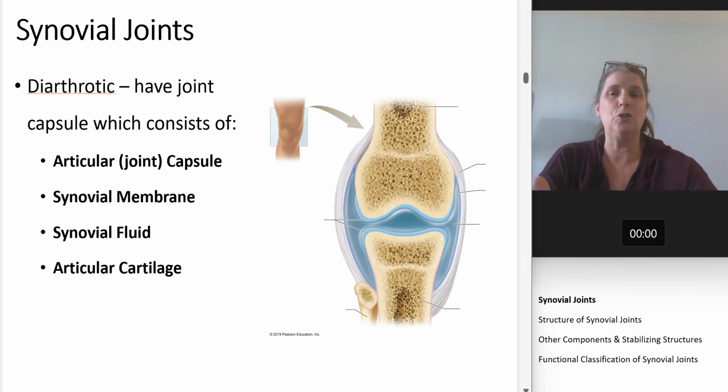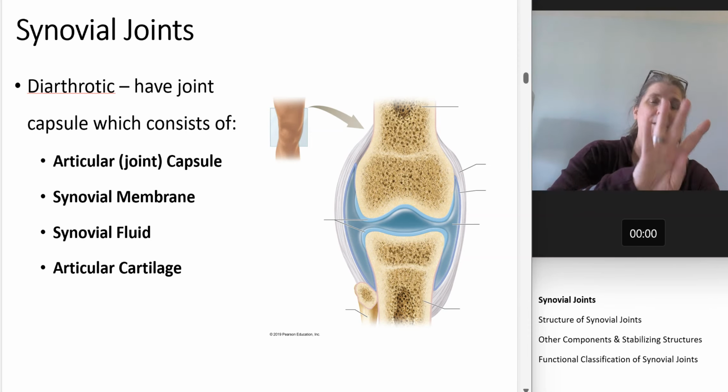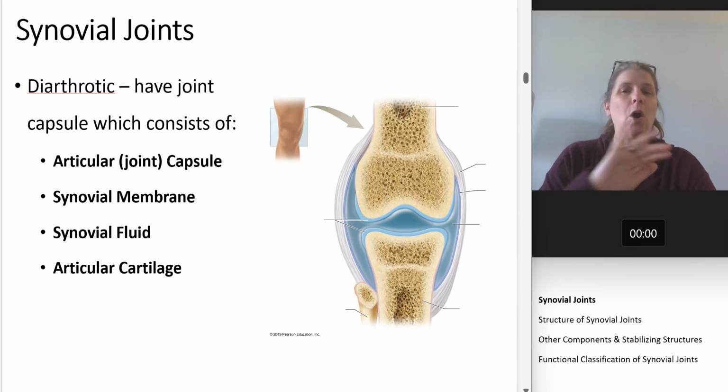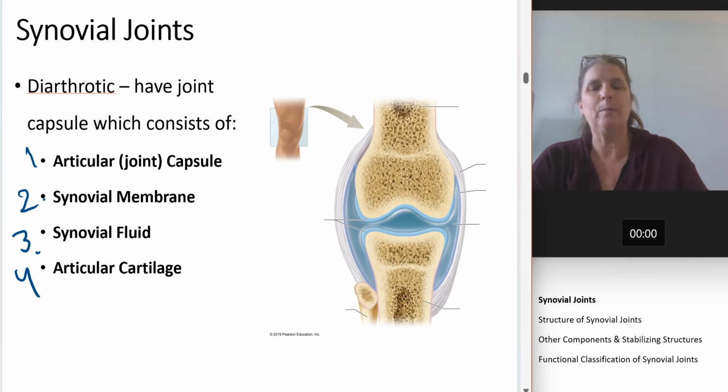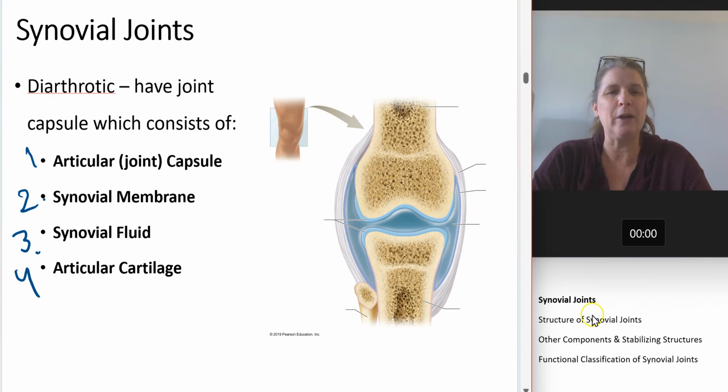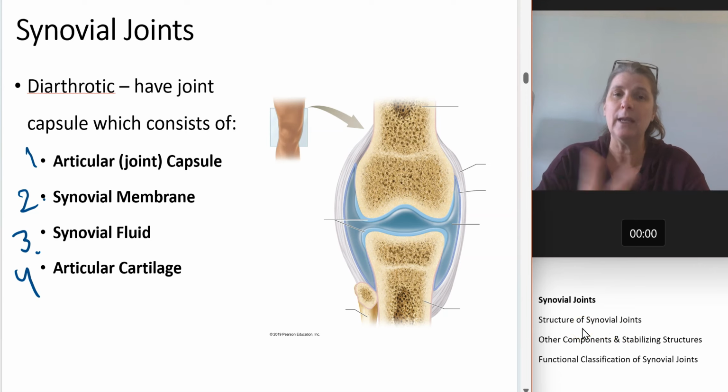So they always have this joint capsule, and the joint capsule always has four components. There are four components always found with a synovial joint, and they go 1, 2, 3, and 4. And again, if you keep an eye on this outline I'm trying to put up here, we're going to talk about the structure first. These are the four main components. We'll talk about some other components in stabilizing, and then we're going to wrap up by classifying synovial joints.